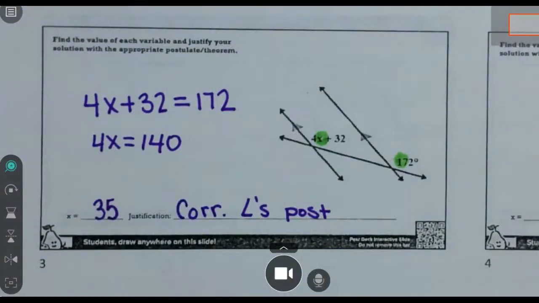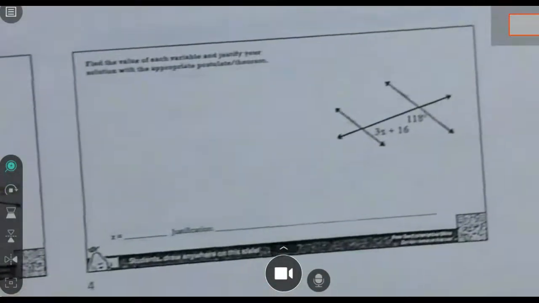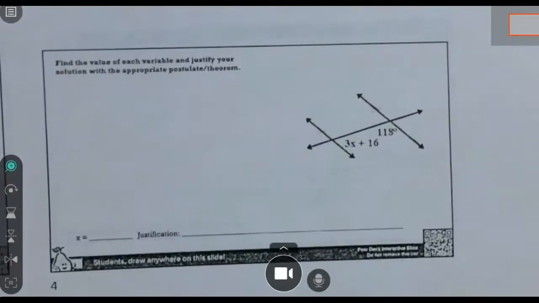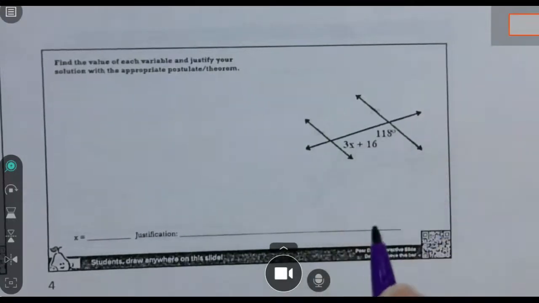Okay, and that is your level 2, almost. Your level 2 will have more than just one question, so just the one is great, but let's add in another one just to make sure that we feel confident about this. So let's slide it over, and let's talk about this pair. They're almost touching each other, right? This 3x plus 16 and this 118. So those are right next to each other.